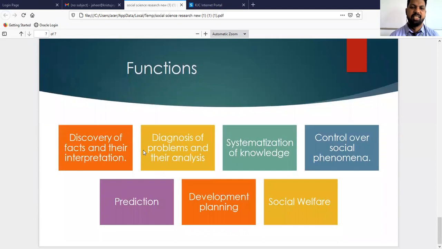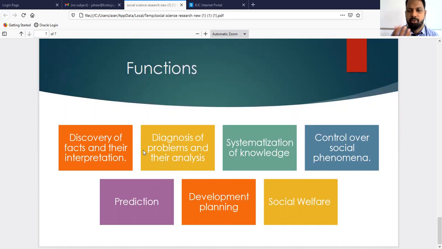Now we move on to the next segment, the functions of social science research. The first one is discovery of facts and their interpretation. To discover the facts and interpret them is one of the major functions given to social science research. The second one is diagnosis of problems and their analysis. To diagnose a problem in hand, analyze it, and provide a solution to that particular problem is one of the major functions carried out by social science research.